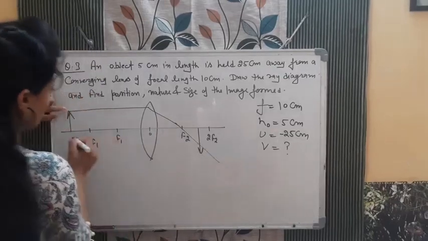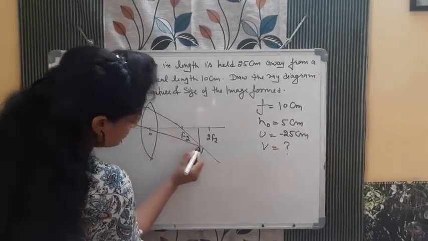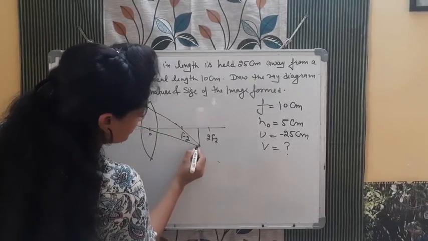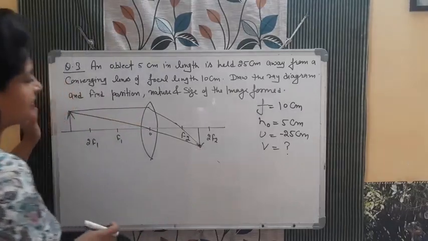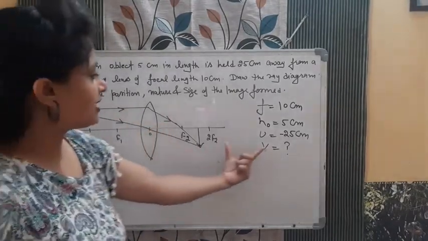It will go through the focus, and the second one you can pass through the optical center, and the point where it will meet, it will be the image. Okay, so like this you can show the ray diagram also in this case. Now we need to calculate the V.